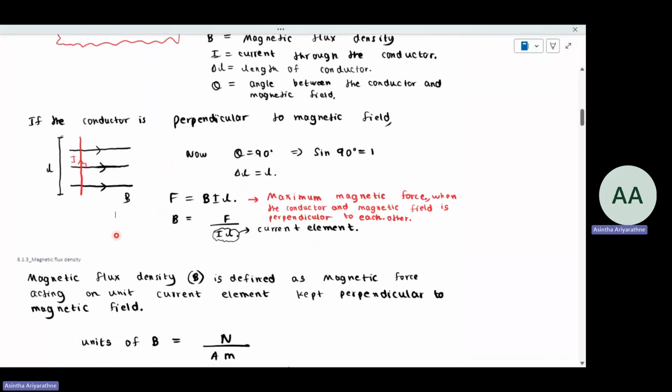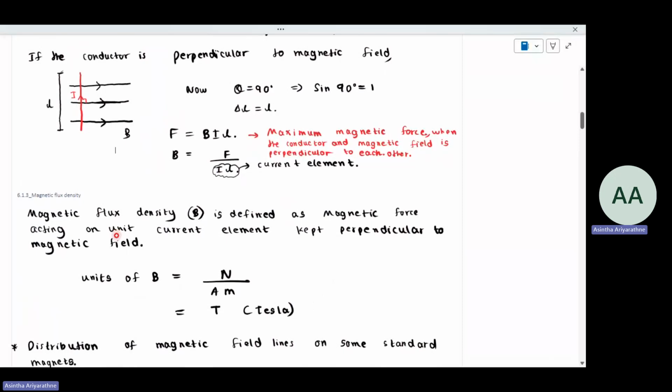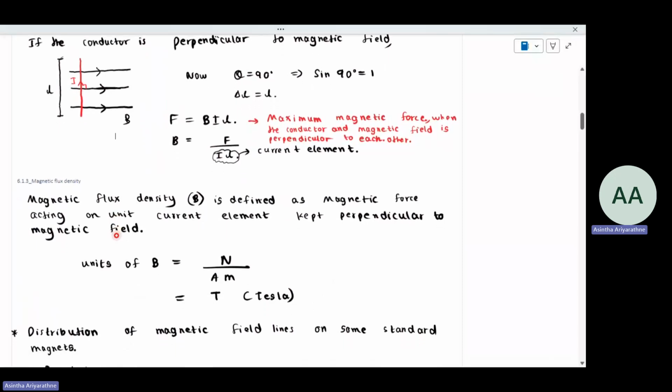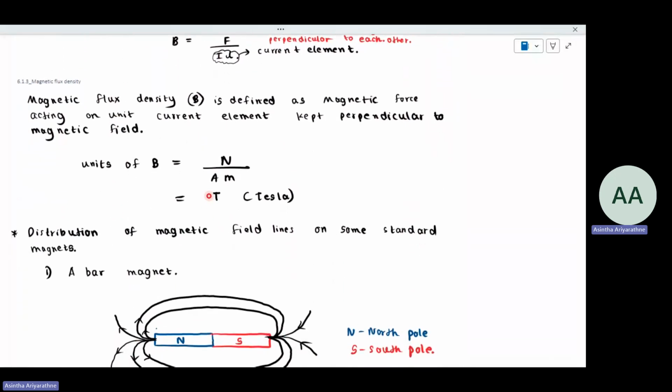Then magnetic flux density can be described as the magnetic force acting on a unit current element kept perpendicular to the magnetic field. The unit of magnetic field is Newton per ampere meter, or especially Tesla.